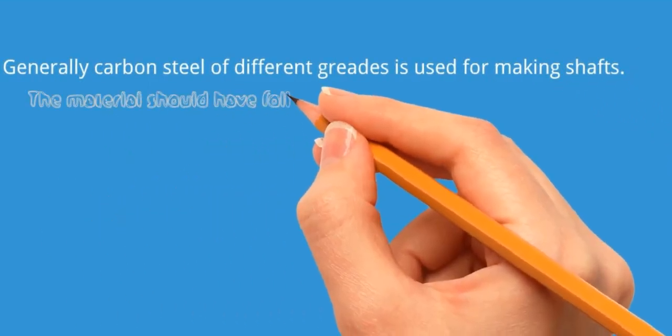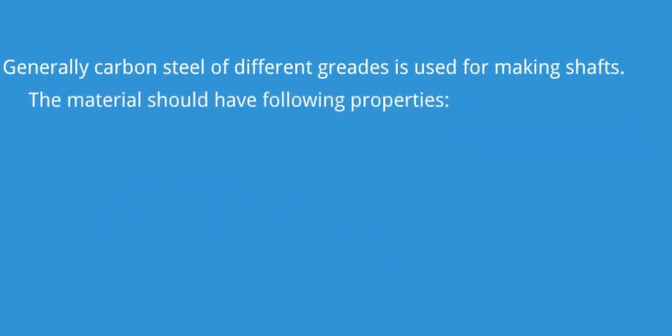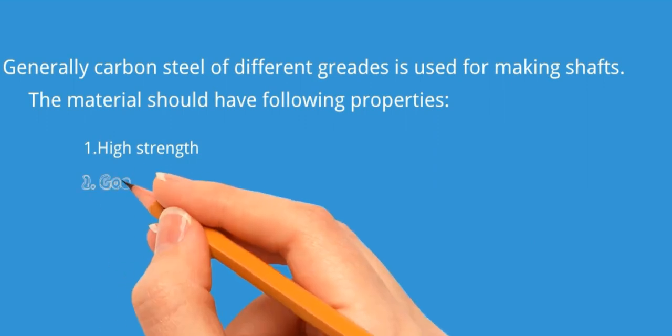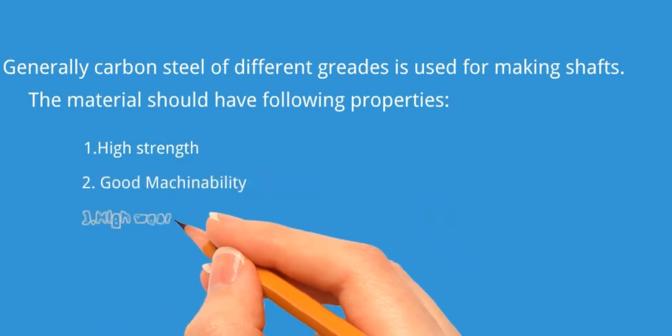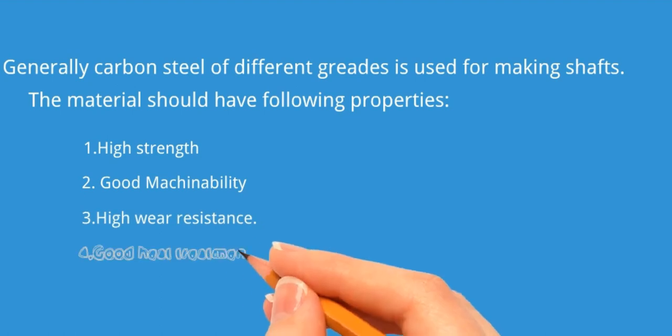Generally, carbon steel of different grades is used for making shafts. The material should have the following properties: high strength, good machinability, high wear resistance, and good heat treatment properties.